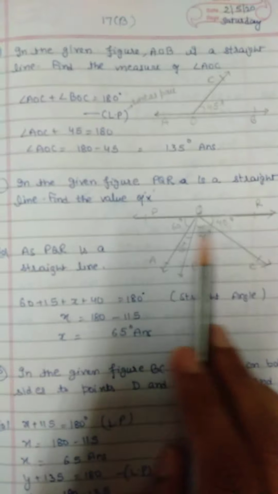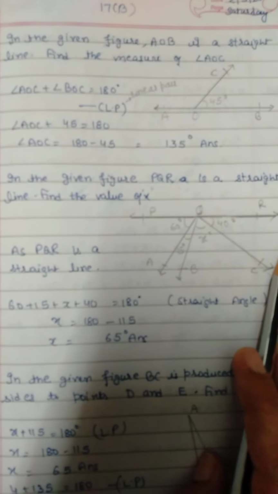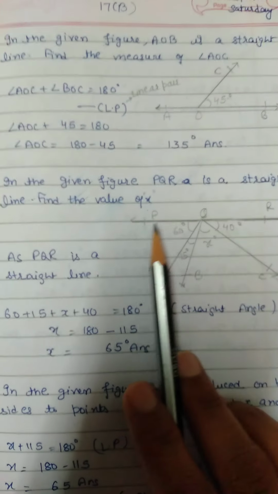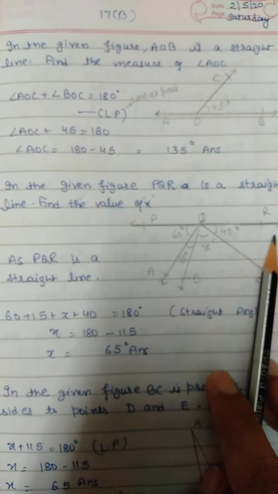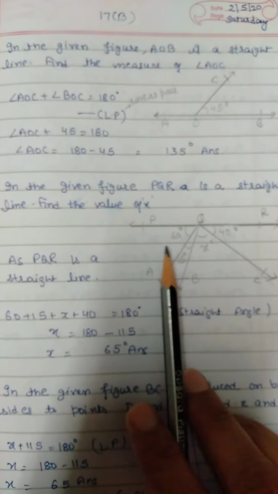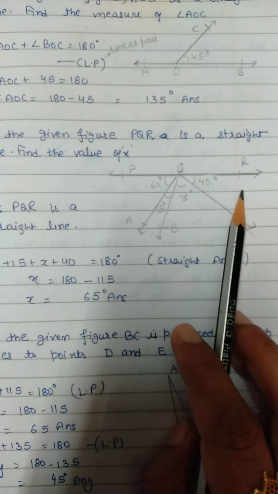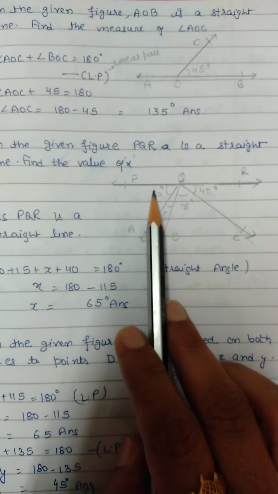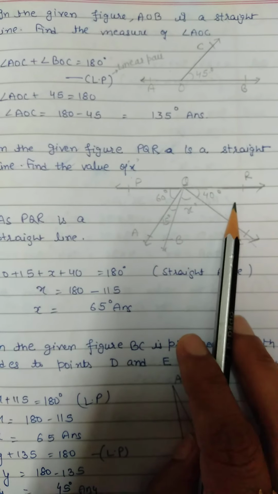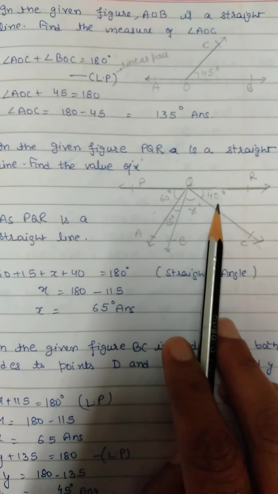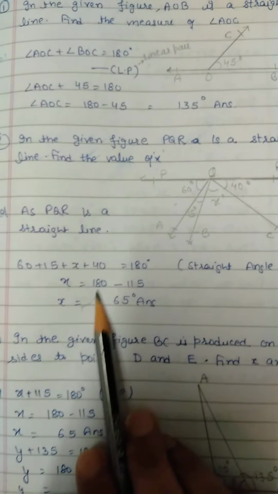Similarly, in the next question again you have a straight line, not a linear pair. A pair is always two angles. So a straight line, a straight angle, will be 180 degrees. Here we have 4 parts of this straight angle, but the sum always should be 180 degrees. So 60 plus 15 plus x plus 1 plus 40 is equal to 180. So we get the value of x by subtracting.